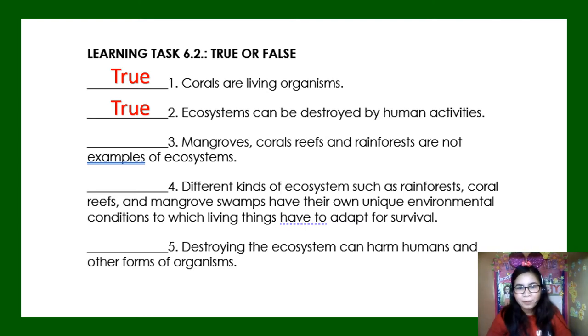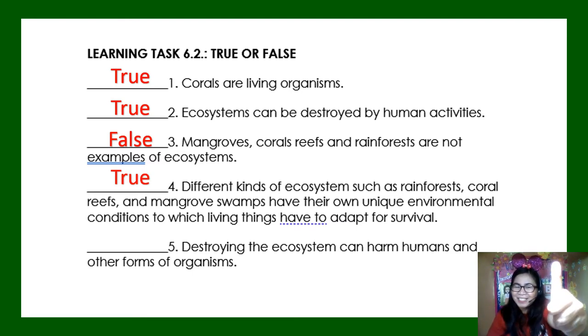Number 3. Mangroves, coral reefs, and rainforests are not examples of ecosystems. What did you say? Can I see your answer? Okay, your answer is false. It's correct. Good job. Okay, next, my dear pupils. Different kinds of ecosystems such as rainforests, coral reefs, and mangrove swamps have their own unique environmental conditions to which living things have to adapt for survival. So, what's your answer? True is correct. Good job.